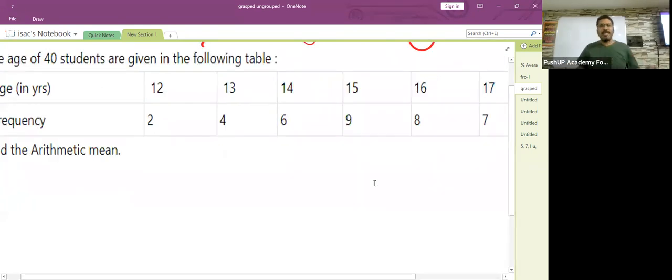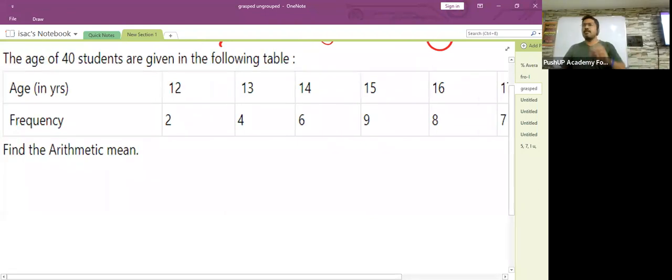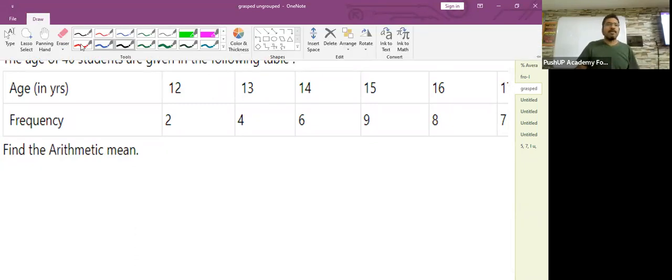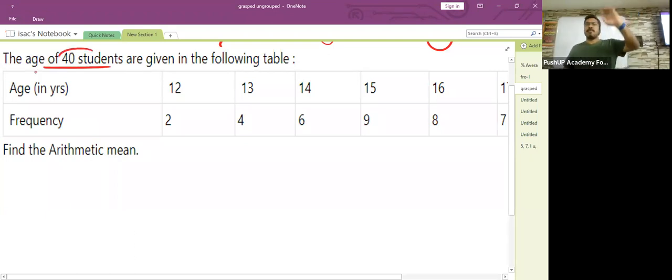Children, first of all, you need to understand the meaning of this table. Give me 5 minutes. I'll make you understand so that for the whole life, you will never have a doubt again. The age of 40 students. Total how many people are involved in this experiment? Total 40 people are there. The age of these 40 people is given to you in this table.